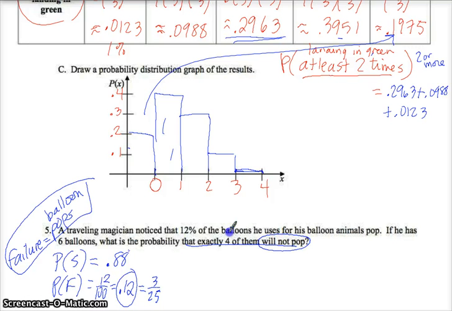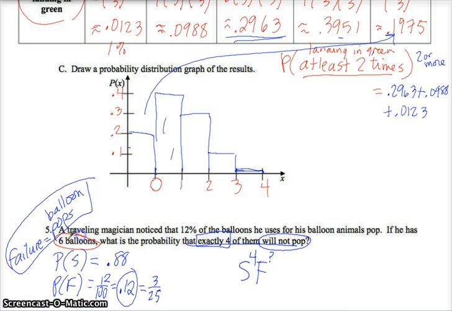Now, it says exactly 4 of them will not pop. So I want my success to be to the 4th power. Okay, good. Well, if the success is to the 4th power, that means failure is to what power? Okay, let's reread the question. The traveling magician noticed that 12% of the balloons he uses for balloon animals pop. If he has 6 balloons, that is the exponent. So that's success plus failure to the 6th power. That's how many he has. So if 4 of them stayed without popping, then 2 of them popped. So my exponent on my failure is 2.